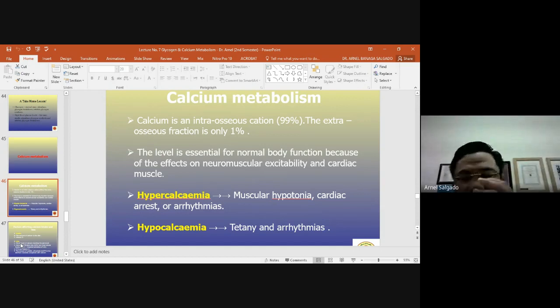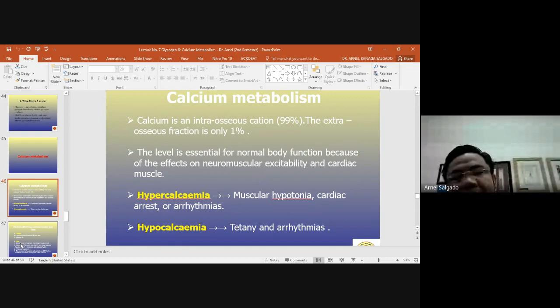So you can discover this when there is muscular hypotonia. Your muscles cannot contract, leading to cramps. Some of you do have muscle cramps once in a while when you do exercise. There could also be cardiac arrest, and there could also be arrhythmias. That will be the excess amount of calcium in the blood.